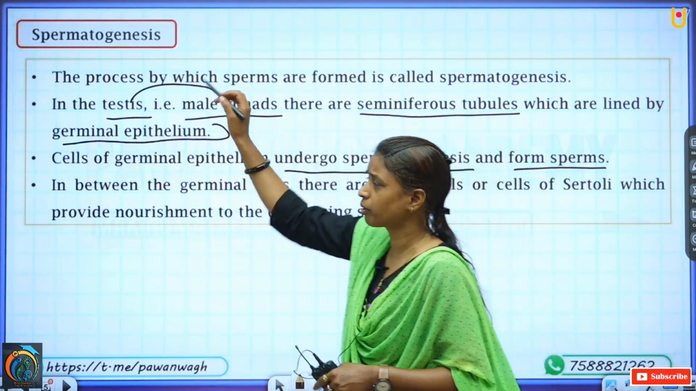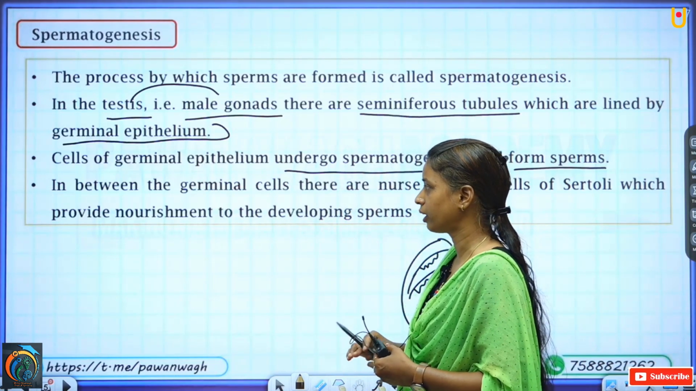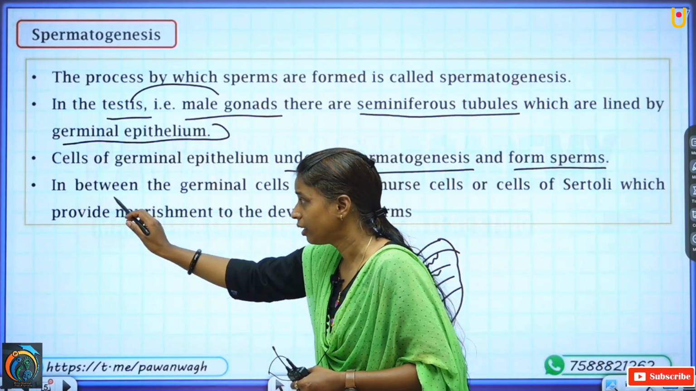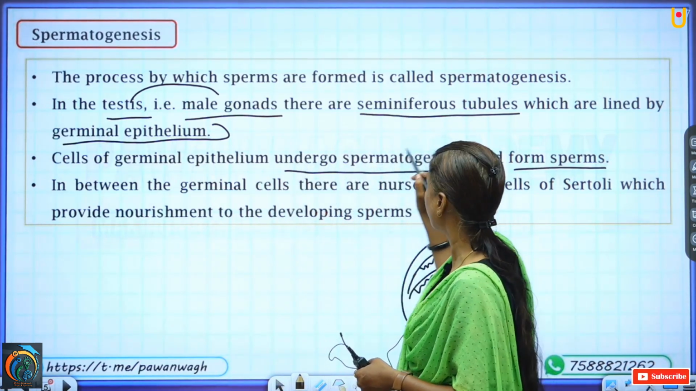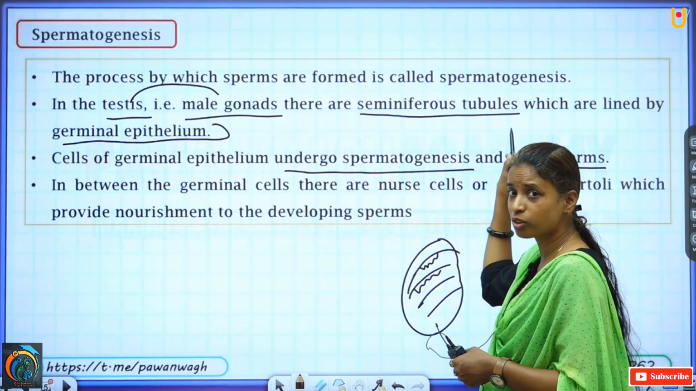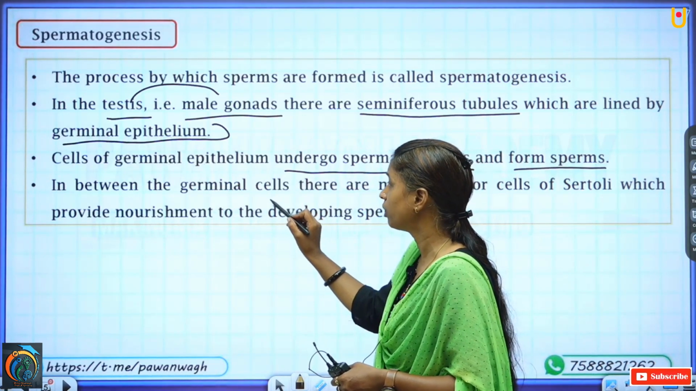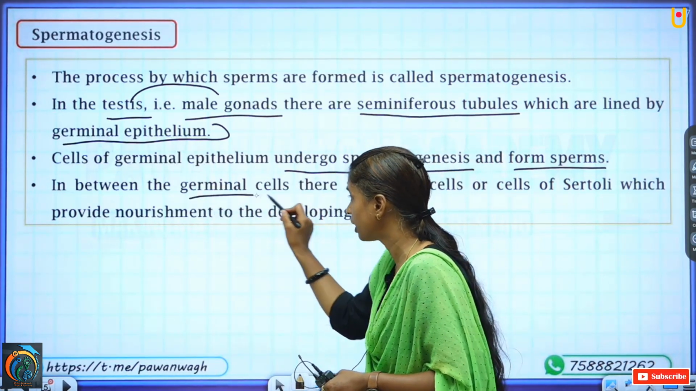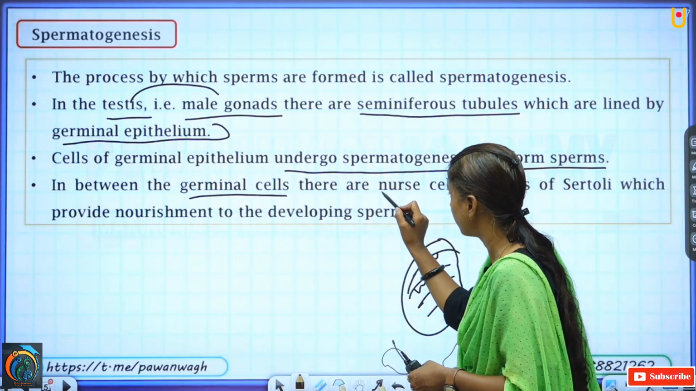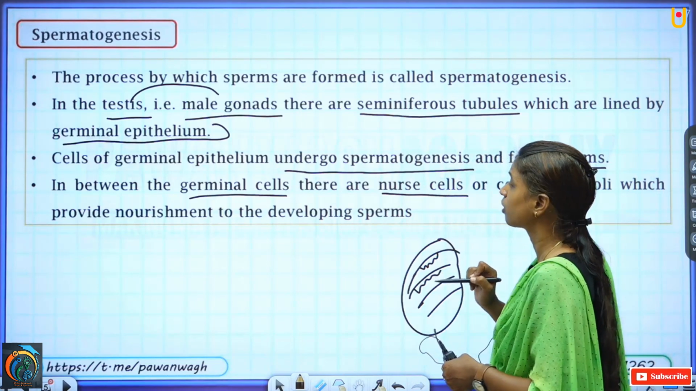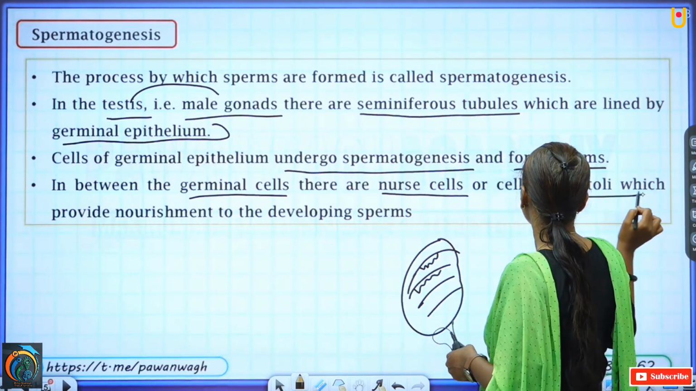Now, whenever the process of spermatogenesis is going on, one more thing is happening. In between the germinal epithelium cells, which are at the lining of the seminiferous tubule, what is present? Nurse cells are present. We are calling them Sertoli cells also.